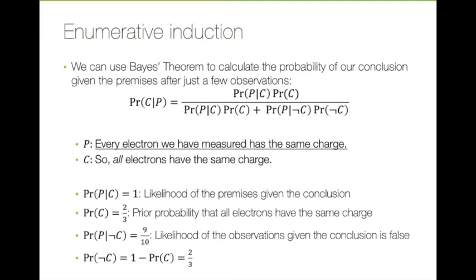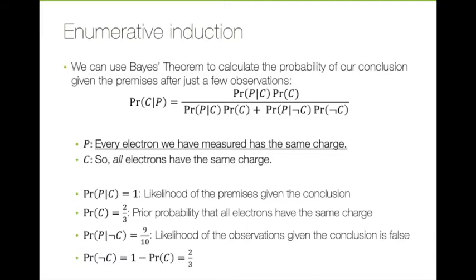So the prior probability of P given C, that's how likely it is that every electron we measure has the same charge, given our conclusion that all electrons have the same charge. Well, if our conclusion is true, other than maybe making some experimental errors, we're guaranteed to observe the same charge every time.